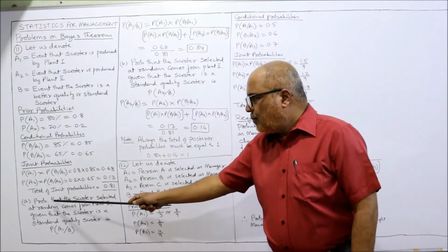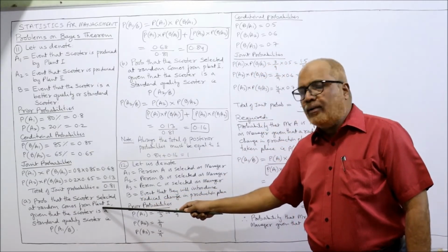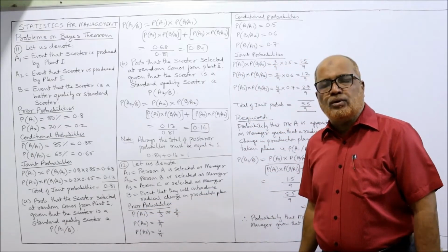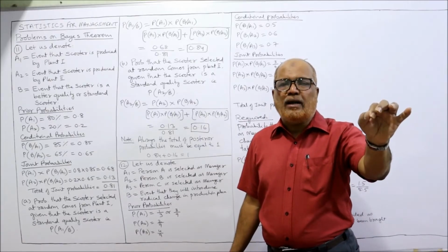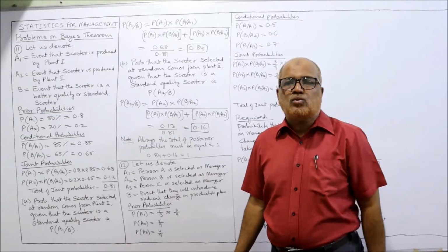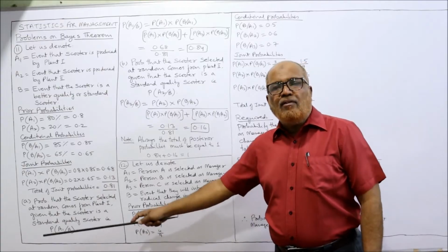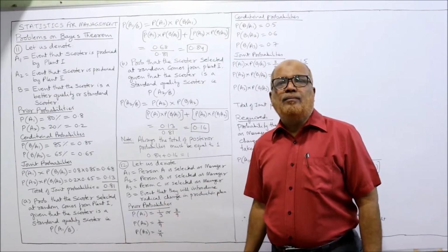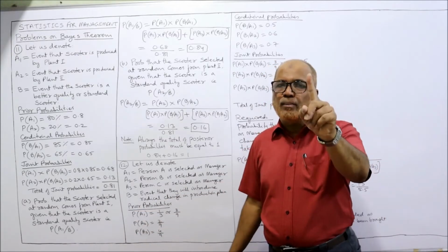The first question: probability that the scooter selected at random comes from plant 1, given that the scooter is a standard quality or better scooter. What is the probability that the scooter is coming from plant 1, given that the scooter selected is a better quality scooter? That means P of A1 given B. A1 stands for first plant and B stands for better quality. Given that it is a better quality, what is the probability that the scooter comes from plant 1?